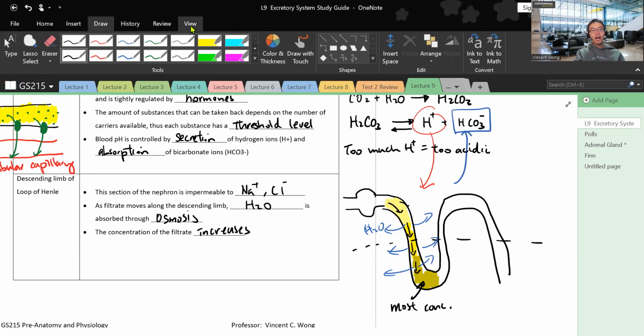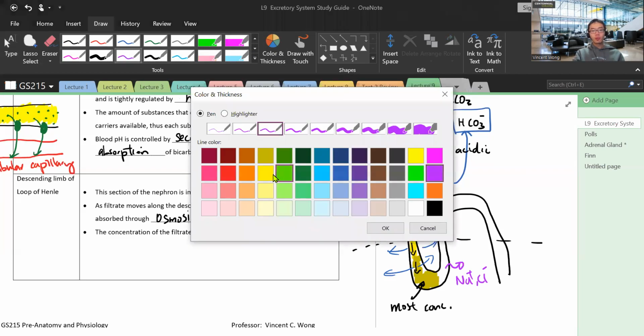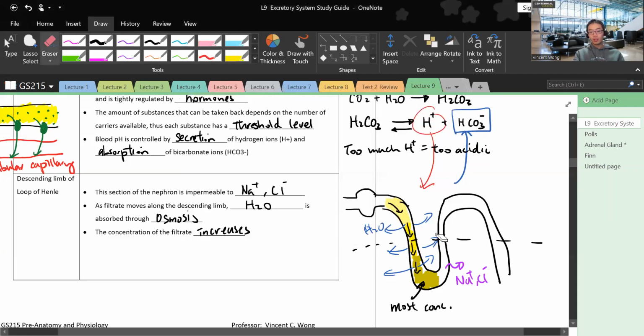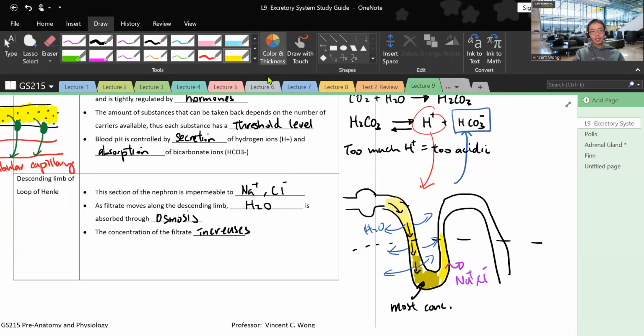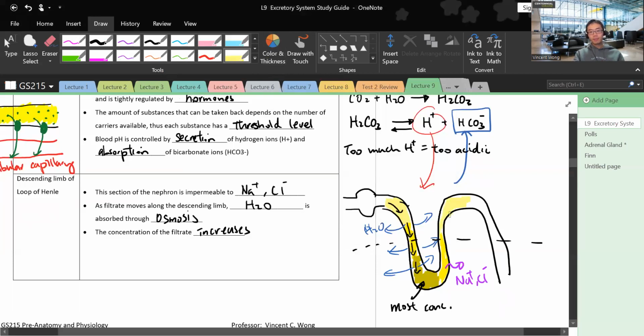Now on the way up, we are going to be absorbing sodium chloride. As you remove sodium chloride from it, it will now become less salty, right? The water is not moving anymore on the way up. You're just taking back the salt. So it will get lighter in terms of the concentration. Lighter and lighter, like that.